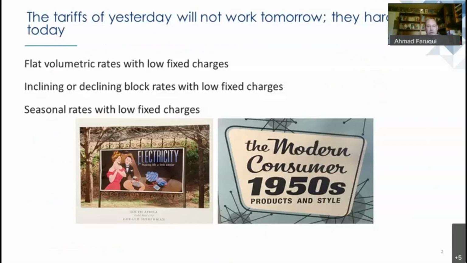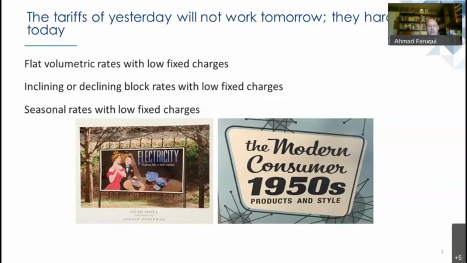Well, first of all, let me describe what they look like. We had flat volumetric rates with low fixed charges going back a century pretty much. Along the way, inclining or declining block rates were introduced, again, with low fixed charges. And in some cases, they had seasonal rates, again, with low fixed charges. So by and large, the story was volumetric. Take all of your costs incurred in generating, transmitting, and delivering electricity and providing customer service and meters and all of those things, and just keep it simple, put it into a volumetric rate that really doesn't reflect the cost structure of the industry, but it keeps it simple.